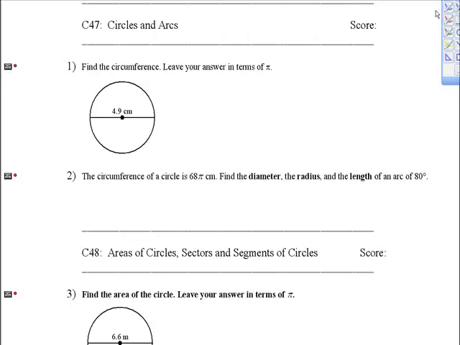This is concept 47, circles and arcs. In this question number 1, we're asked to find the circumference of the circle and leave our answer in terms of pi. The radius is 4.9.